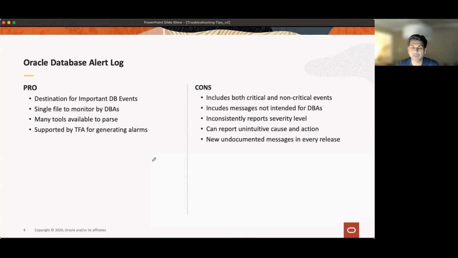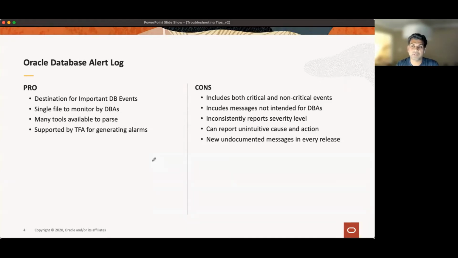So we've kept the database alert log intact for backward compatibility. The database alert log is used for storing important events. It's a single file to monitor for DBAs. Many tools are parsing this stuff, and it is also supported by TFA for generating alarms. But the cons are, it includes both critical and non-critical events, and a lot of messages are not intended for DBAs. So people are confused what to do with these messages.